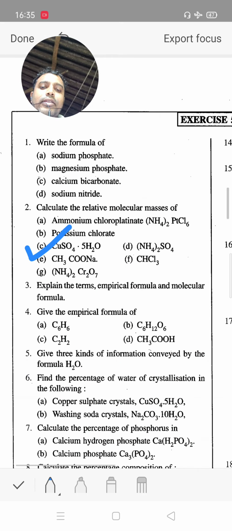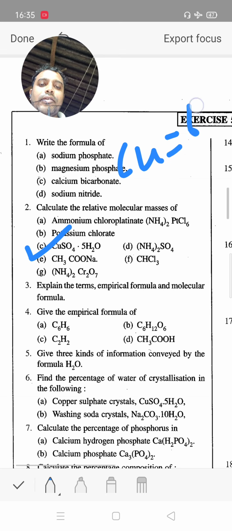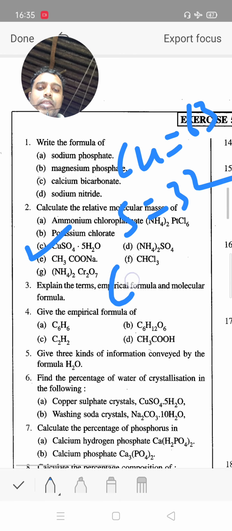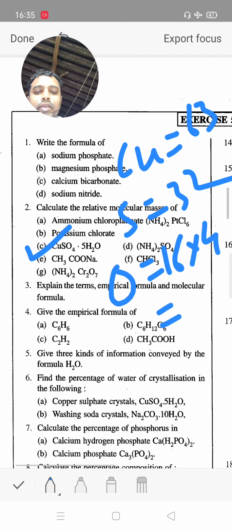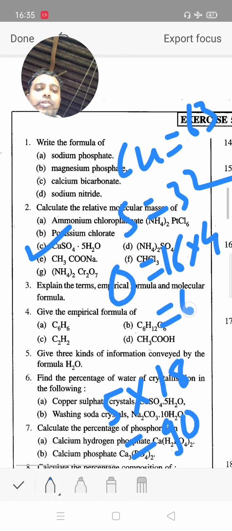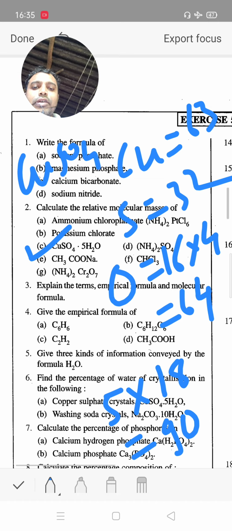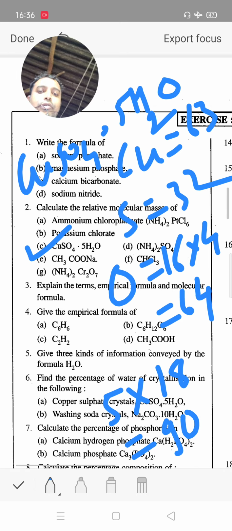Next, copper sulfate. Copper 63, sulfur 32, there are total 4 oxygen, 16 times 4 is 64. Then 5 times water, water is 18, therefore 90. Copper sulfate is CuSO4 dot 5H2O, its formula CuSO4.5H2O.